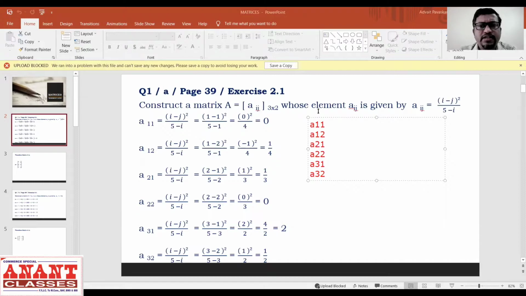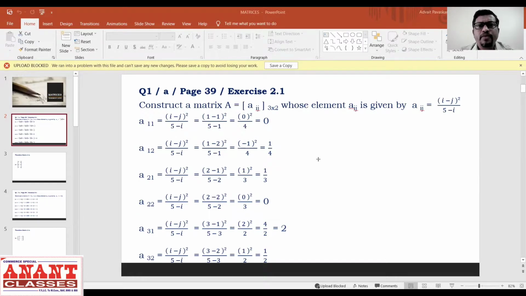How will we decide there are 6 values? It is the order 3 by 2. So 3 multiplied by 2, there will be 6 elements. और वो elements लिखेंगे भी कैसे? How will these elements be written?